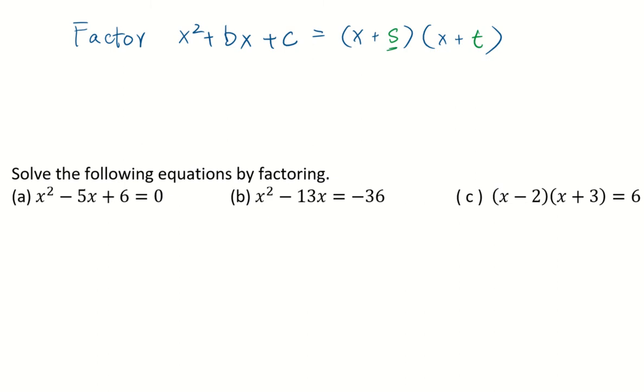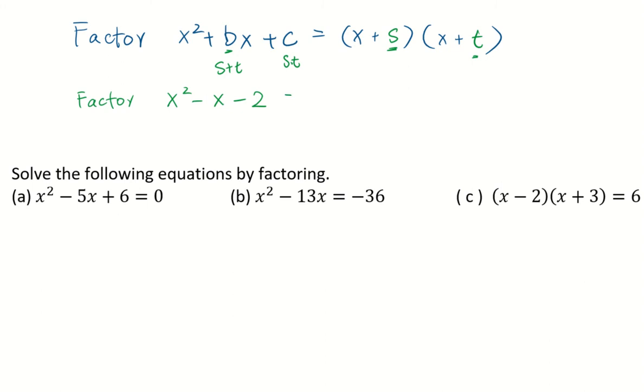The s and t here will multiply to be c, and they will add up to be b. For example, if I want to factor the trinomial x squared minus x minus 2, which is in the form of x squared plus bx plus c.